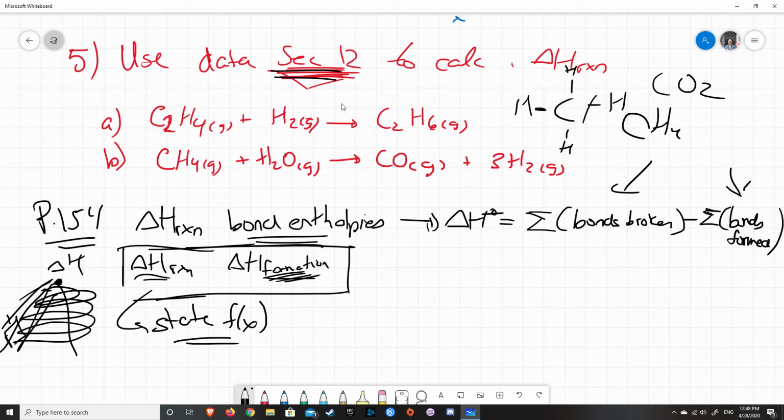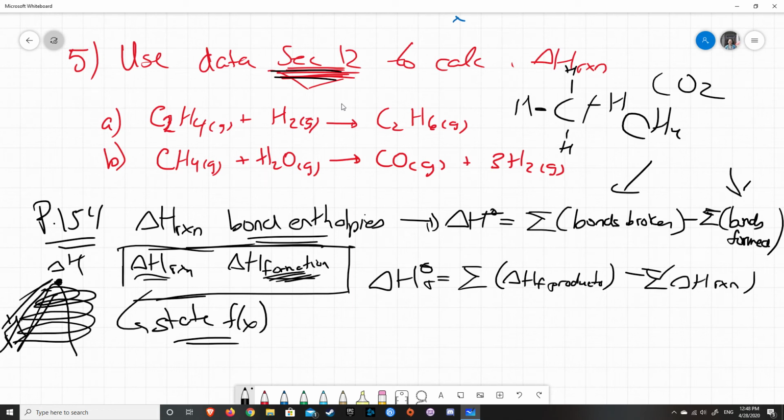So our equation for that was delta H of reaction is equal to the sum of delta H of formation of the products minus the sum of the delta H of formation of the reactants. So in this case, that's exactly what we have to do. We have to just look at, okay, how much energy does it take to form the products?